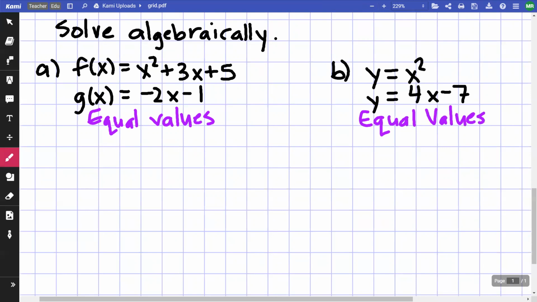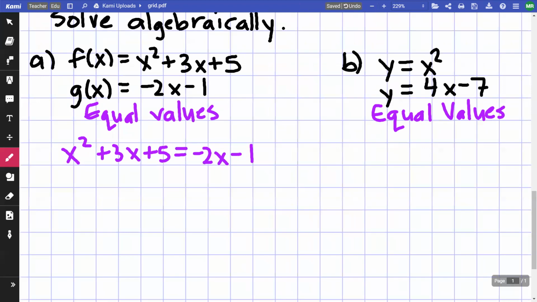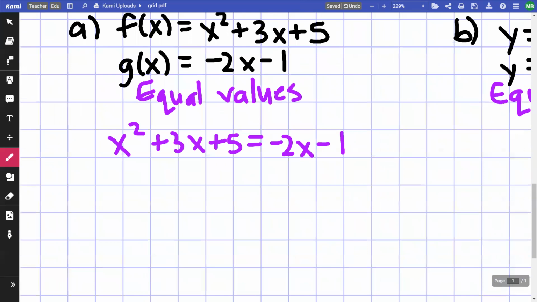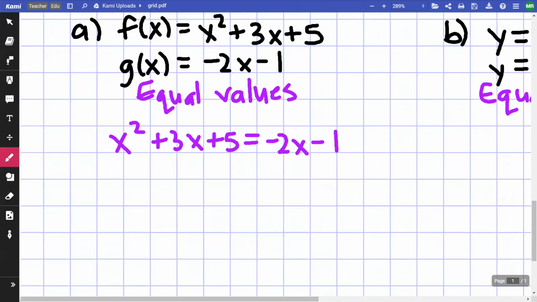So I'm going to set them equal to each other. I am going to take x squared plus 3x plus 5 and set it equal to -2x minus 1. That's what I'm going to do. I'm going to zoom in on this one right now for us. And now I'm going to solve this.